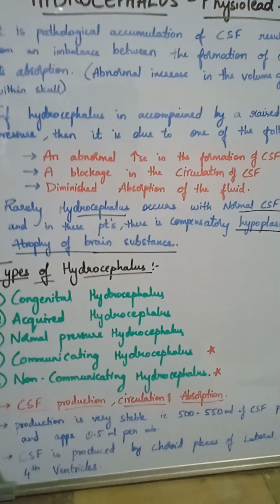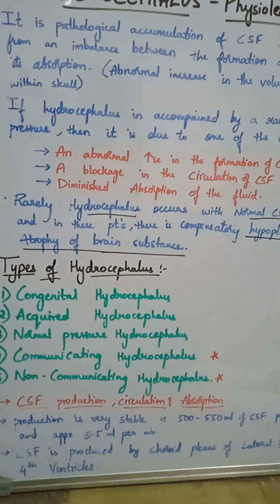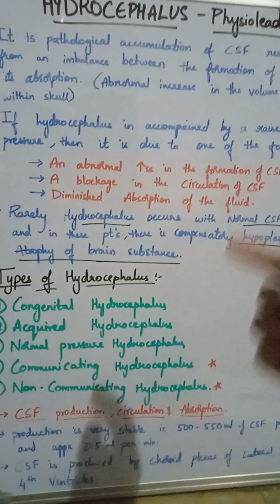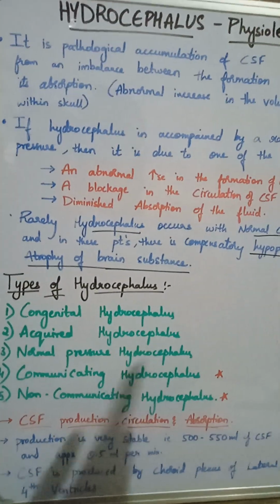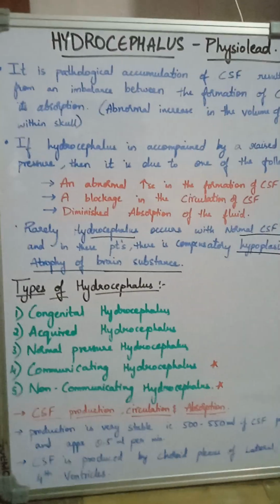So what does this mean? There will be a decrease in the brain cells, a very small number of brain cells, which is also a problem for us. So normally pressure should be increased, or else if pressure is not increased, there will be hypoplasia. So this is what hydrocephalus is.